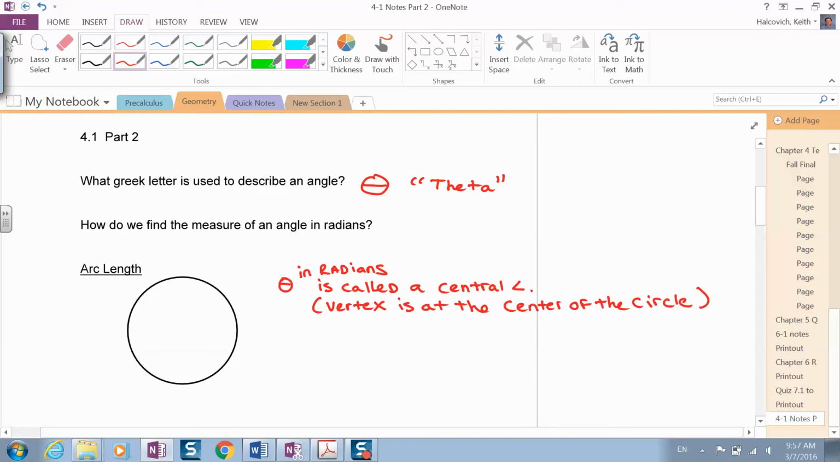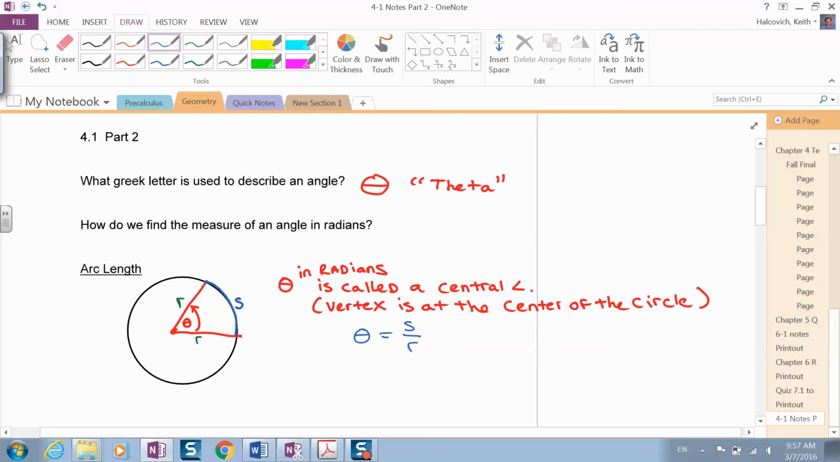So remember, when we drew the picture last time, we had our angle here, the central angle, and we had the arc length, which is S, and then we had the radius, which is R. And remember, theta equals S over R.